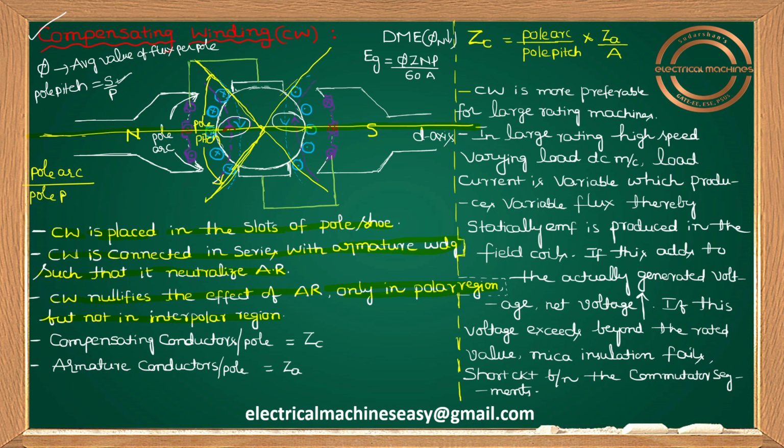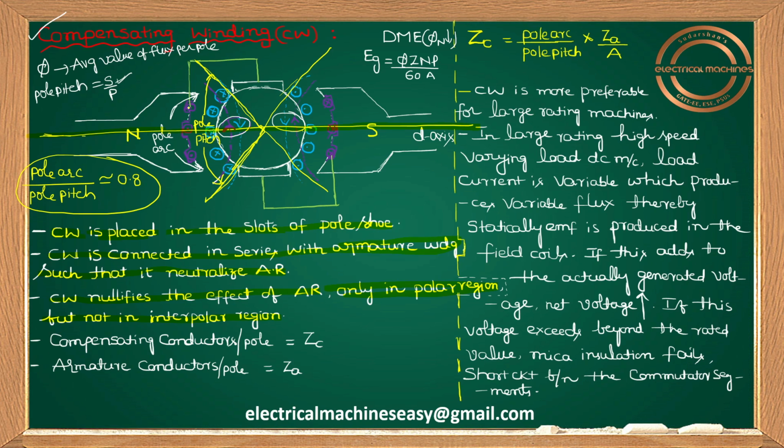Pole pitch, it will be around 0.7 to 0.8. It depends. Approximately I can take it as 0.8, or you can take 0.7 also. What is the meaning of that? Your pole arc covers 80% of the pole pitch distance. That means in this pole arc, in this pole shoe only, we are placing a compensating winding.